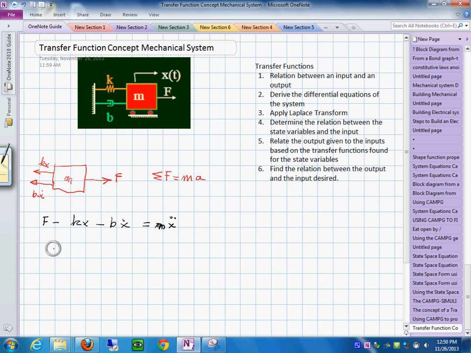Okay, we can write this equation like m x double dot plus b x dot plus k times x is equal to F, you see. So this is my second order differential equation.